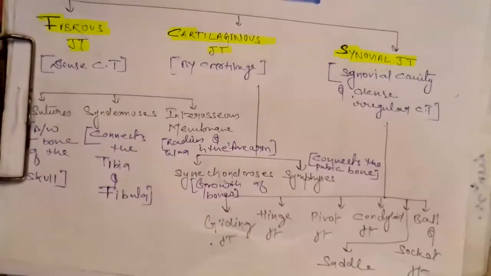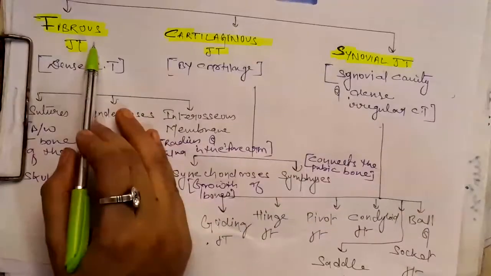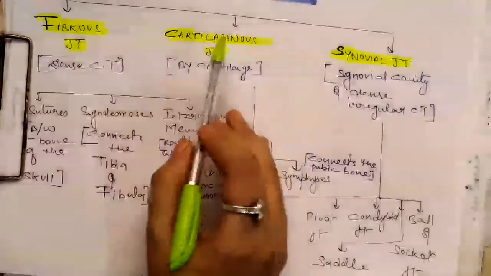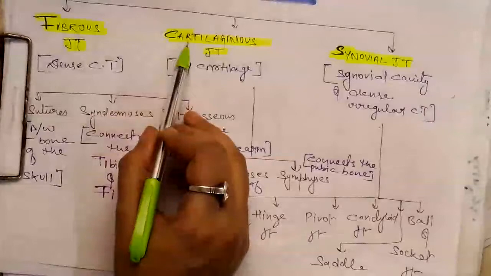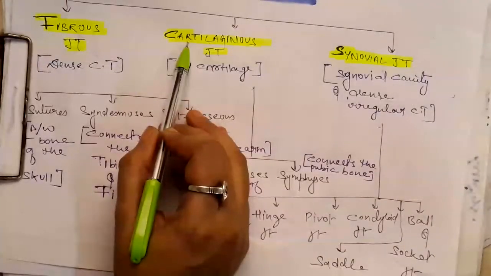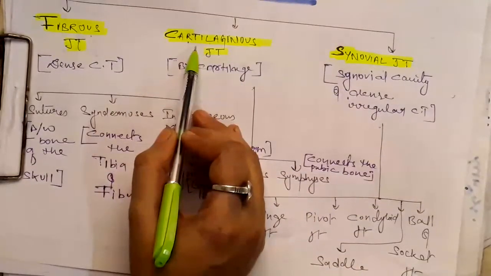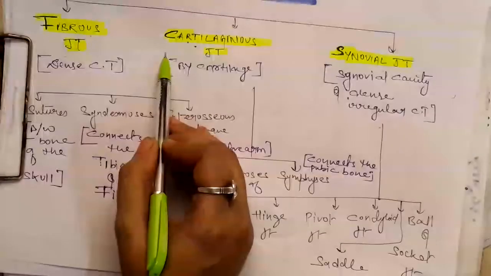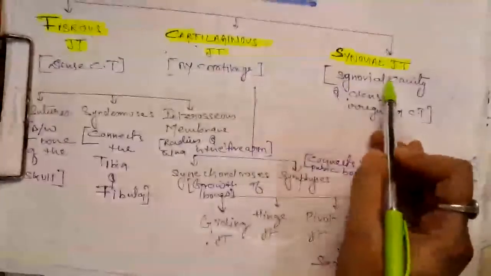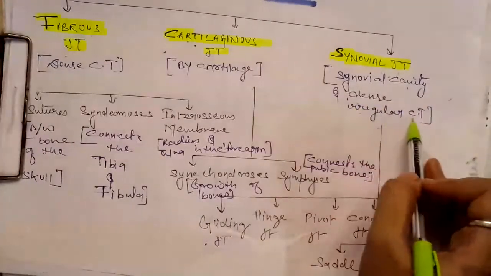So next we will see the details about the types of the joints. The fibrous joint is made up of dense connective tissue, and the cartilaginous joint is made by cartilage. There are two common things between these two joints: they lack a synovial cavity, and they provide little movement or no movement. Next, the third joint is the synovial joint, which is made up of synovial cavity and dense irregular connective tissue.